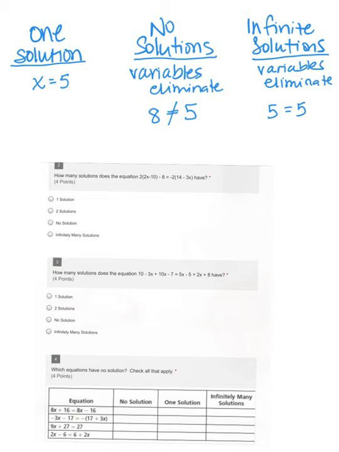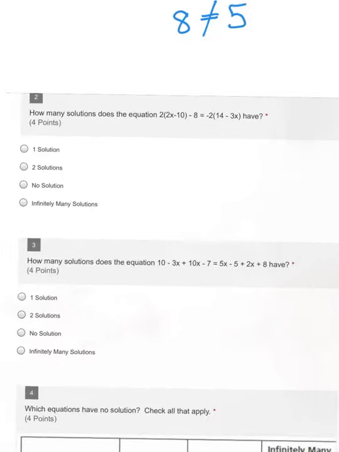There's more than one. It's either going to be one solution, any number will work with infinite solutions, or there are no solutions and nothing will work. Okay, so we're going to keep all of that in mind as we attack these problems. Let's start with number 2.